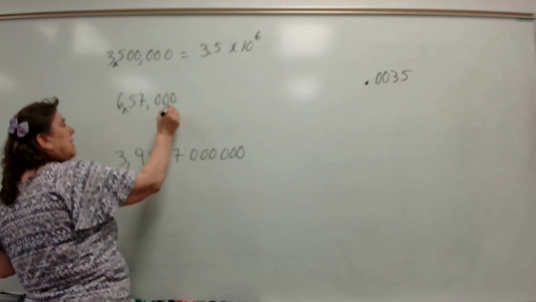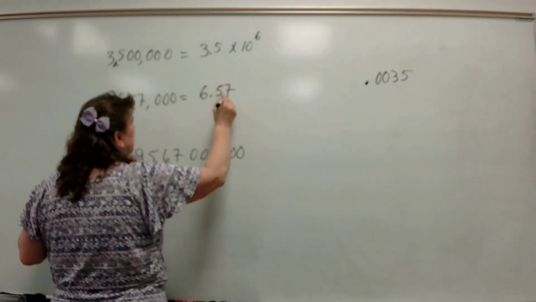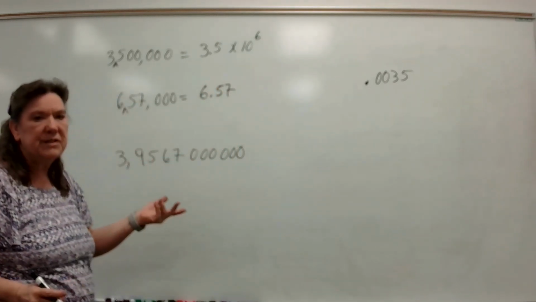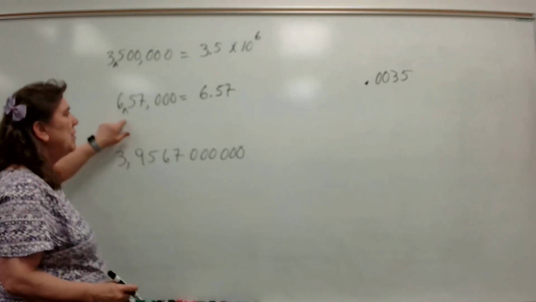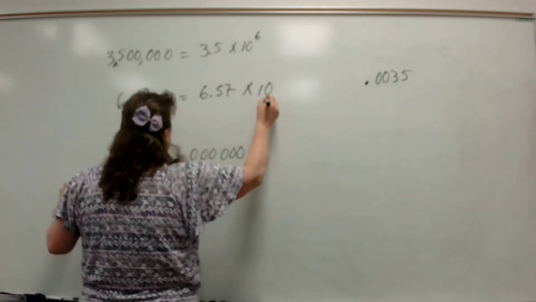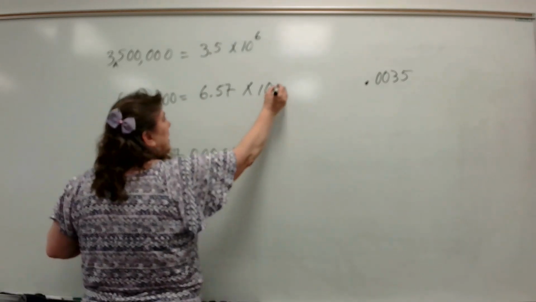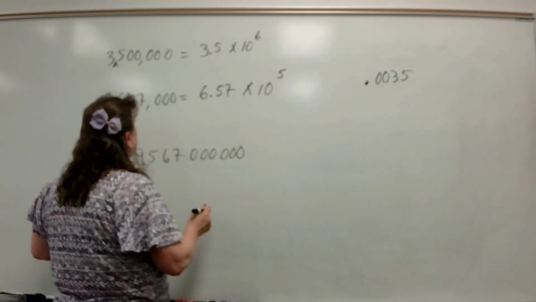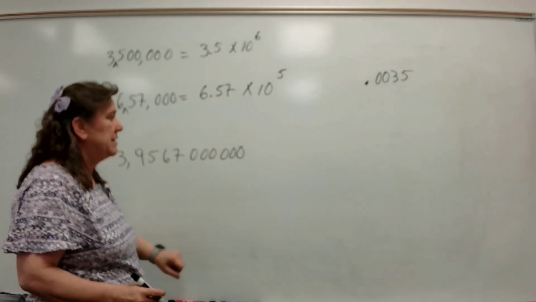Decimal has to go here. 6.57. Because you see, we don't write all those zeros. It's only these significant digits. 6.57 times 10 to what power? 1, 2, 3, 4, 5. Is it positive or negative? This is bigger than that. It's much larger. Therefore, it's a positive.